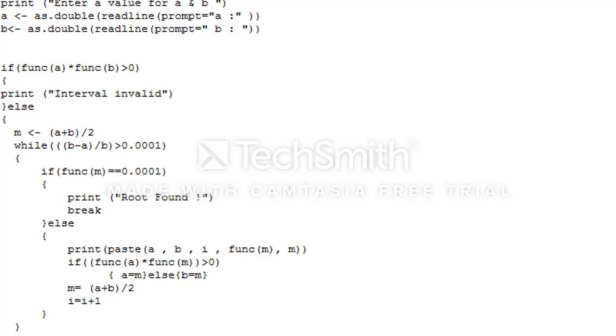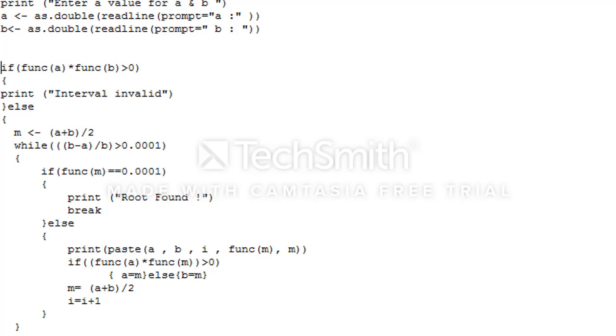Now the next thing I am doing is entering the value of a and b. At this point I am entering the value of a, at this point I am entering the value of b. After asking my user to enter the value of a and b, that is the interval in which I am finding my root, I am checking whether the interval is valid or not. That is, the values of the function at these 2 points must be opposite.